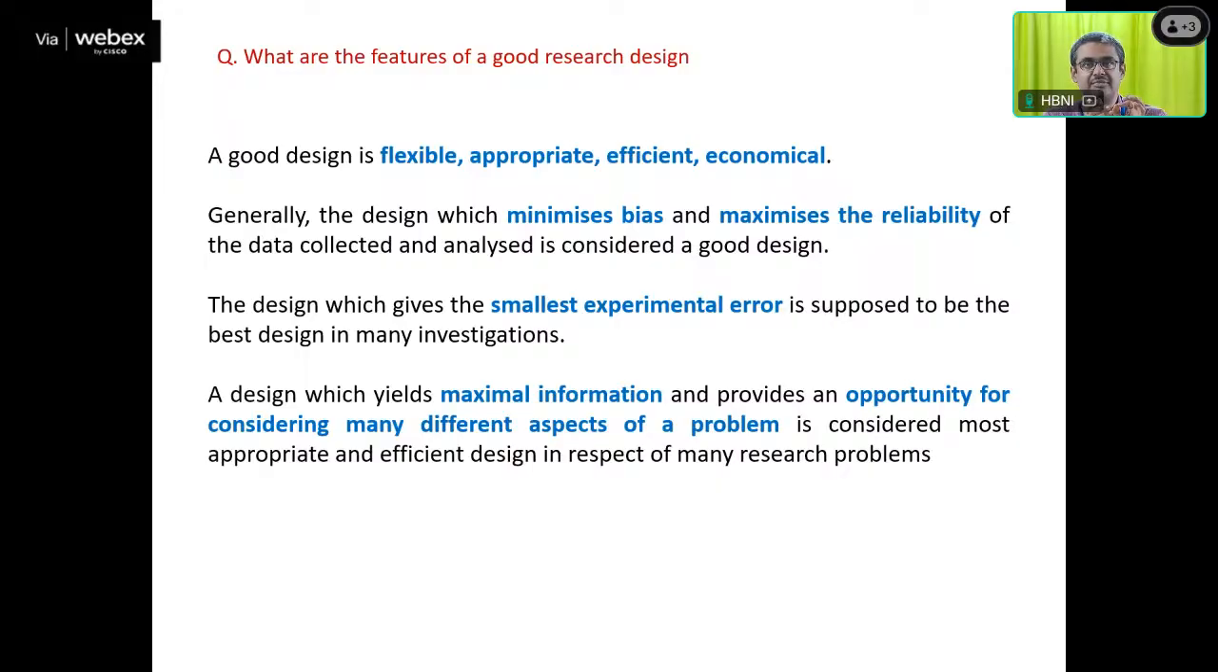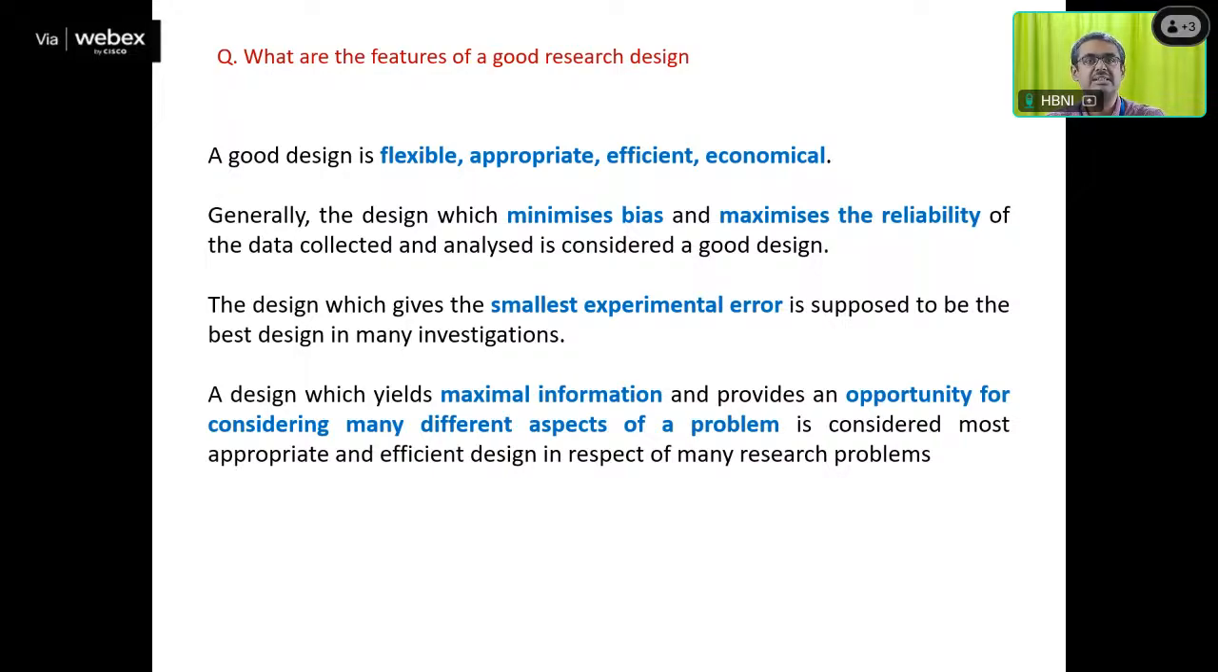The good design should have the smallest experimental error, and it should contain maximum information and provide an opportunity for considering many aspects of a problem. So there are 4 points under a good research design. A good design is flexible in approach, appropriate, efficient, and economical. Generally, the design which minimizes bias and maximizes the reliability of the data collected and analyzed is considered a good design. The design which gives smallest experimental error is supposed to be the best design in many investigations.